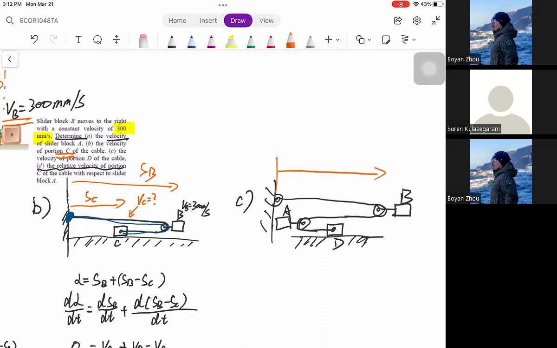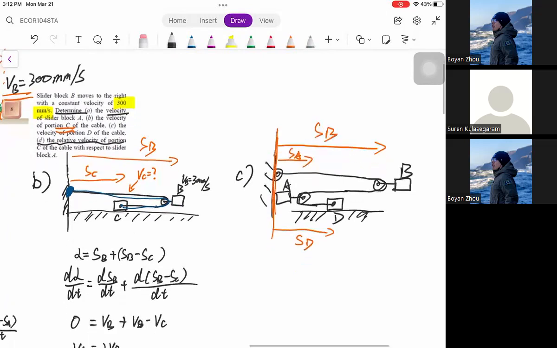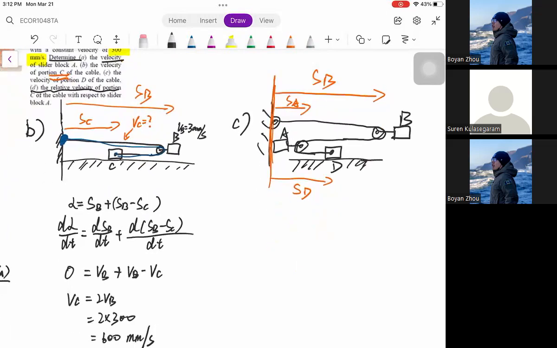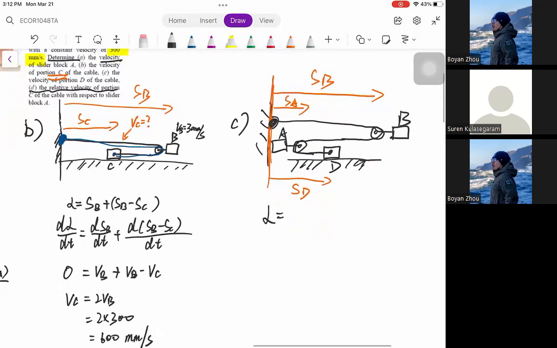So all the notation is the same: SB, SA and SD. They're all starting from the datum on the left. So the same thing, the total length of the rope from the wall all the way to point D is a constant. So it's going to be equal to SB plus SB minus SA, then back on here, plus SD minus SA.